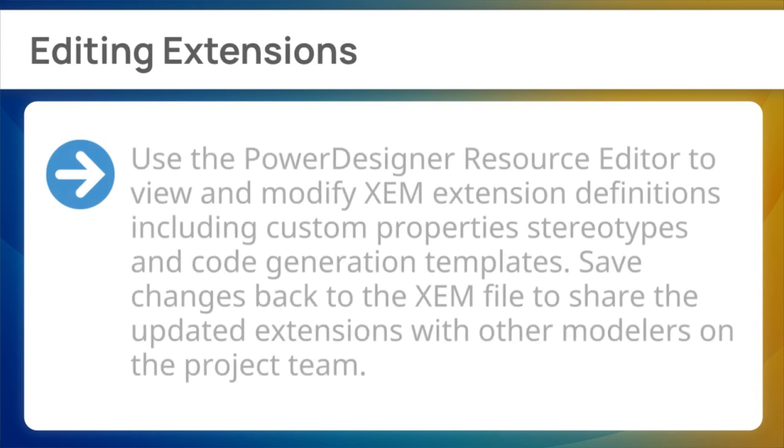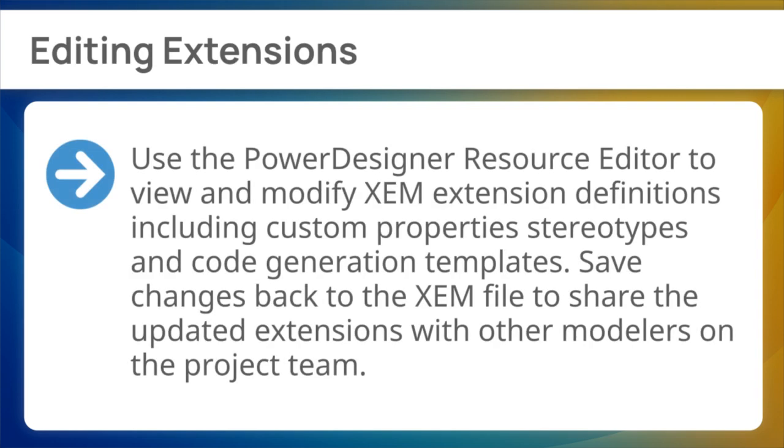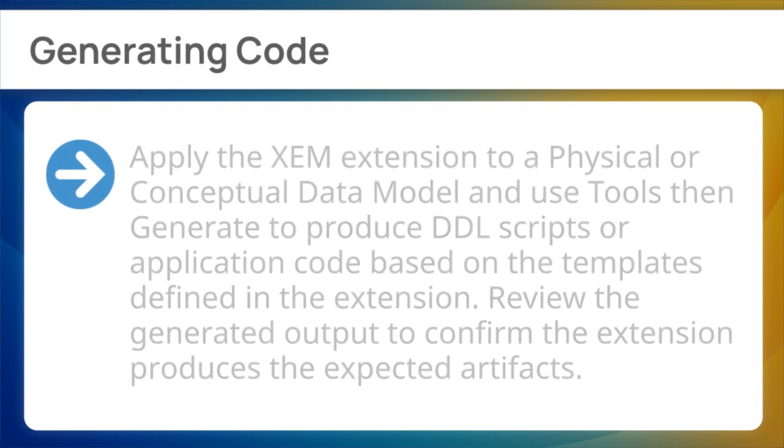Next, editing extensions. Use the PowerDesigner resource editor to view and modify XEM extension definitions, including custom properties, stereotypes, and code generation templates. Save changes back to the XEM file to share the updated extensions with other modelers on the project team. Finally, generating code.